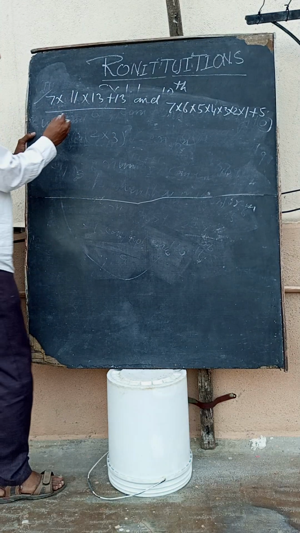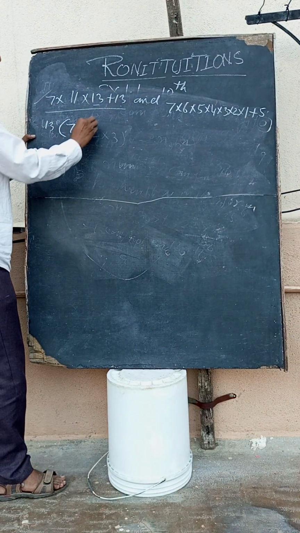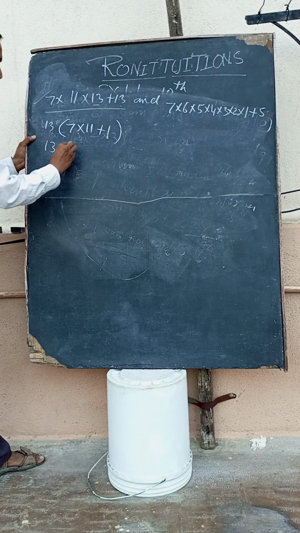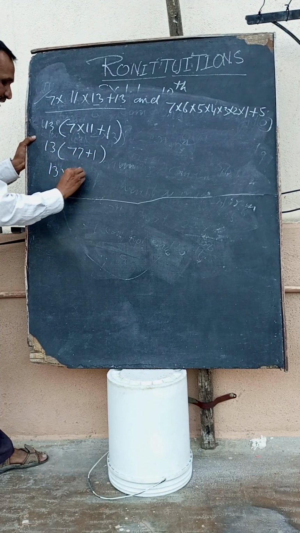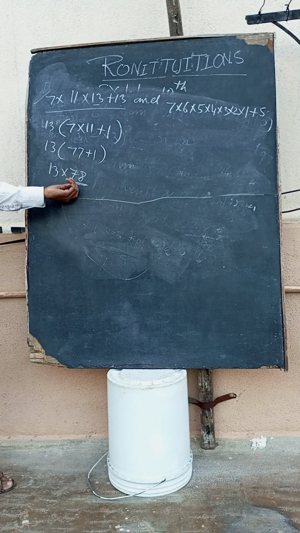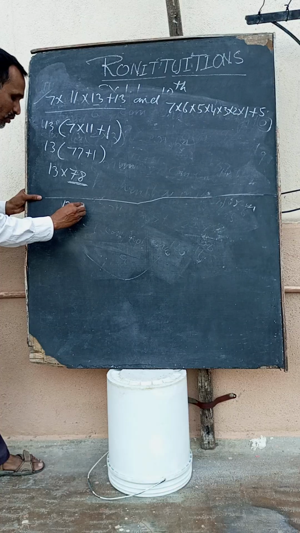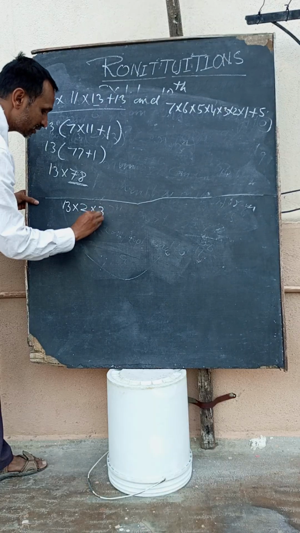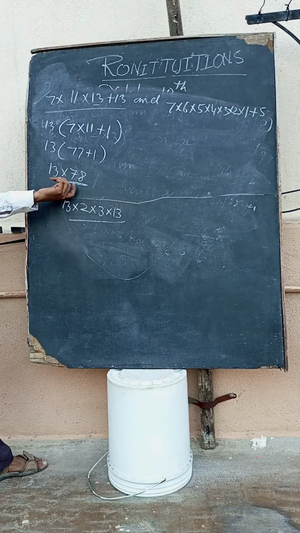In that we can take 13 common, because 13 is here also. So what remains here? 7 into 11 plus 1. So we can write 13 into 77, 11 sevens are 77, plus 1. Then we can write 13 into 78, and 78 is a composite number because the 2 table also comes, the 13 table also comes. So we can write it like this: 13 into 2 into 3 into 13. So this number becomes a composite number.